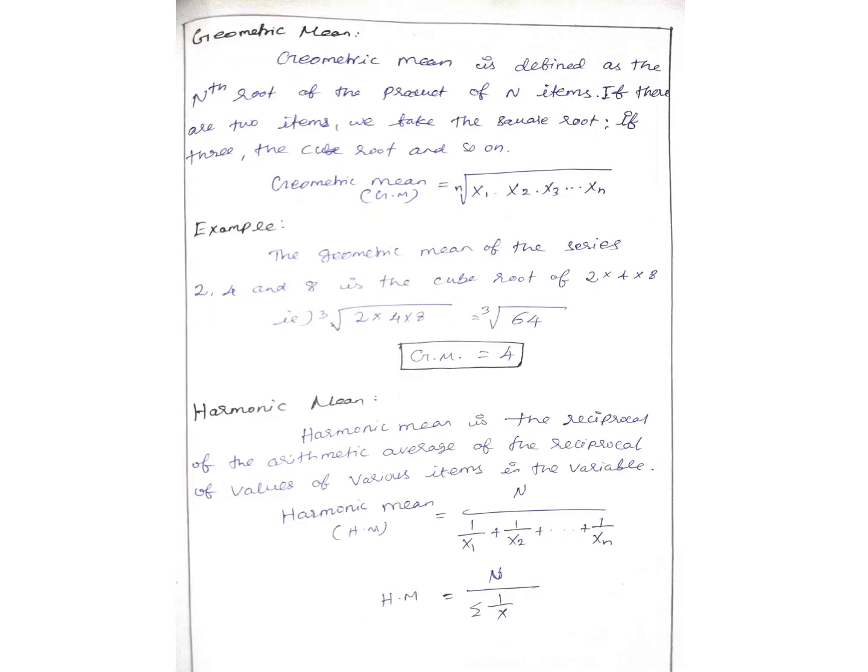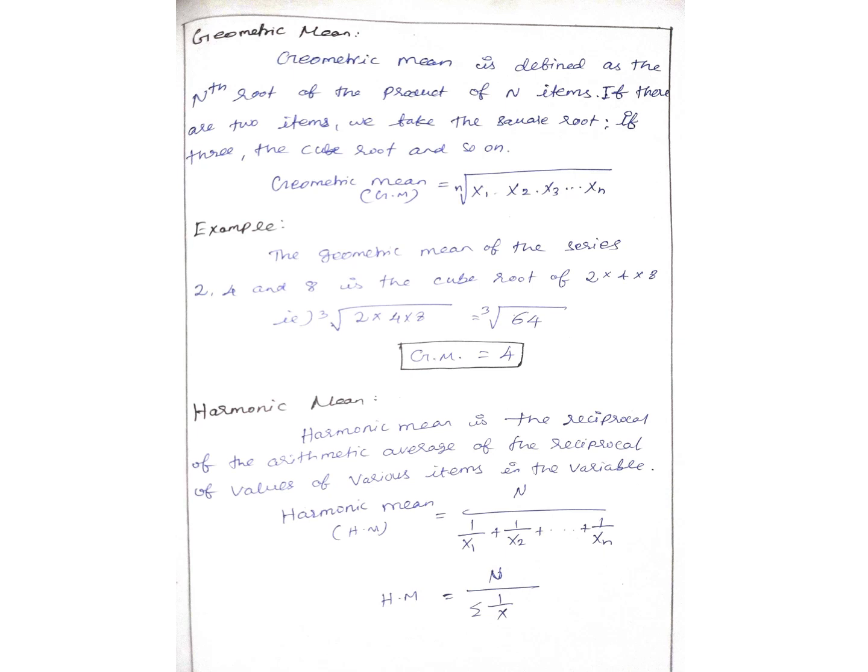Next one, geometric mean. It is defined as the nth root of the product of n items. If there are two items, we take the square root; if three, the cube root, and so on. The geometric mean is never larger than the arithmetic mean. On occasion, it may turn out to be the same as the arithmetic mean, but usually it is smaller. If there are zeros or negative values in the series, the geometric mean cannot be used. Thus, the geometric mean is obtained by multiplying together all the values of the series and then calculating the root of their product corresponding to the number of items in the group.